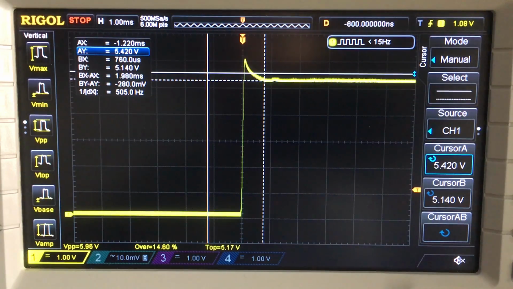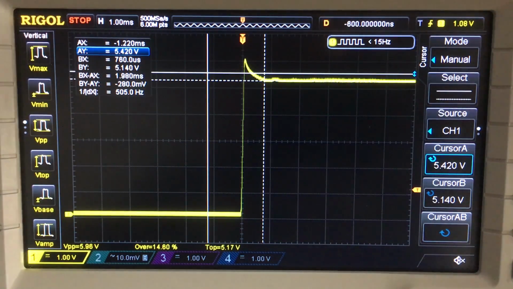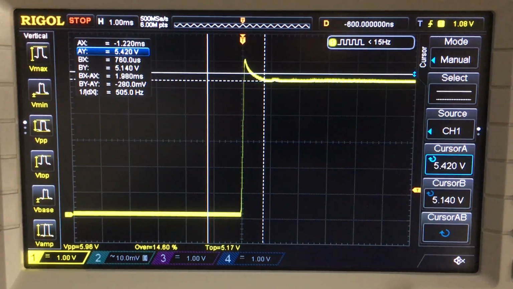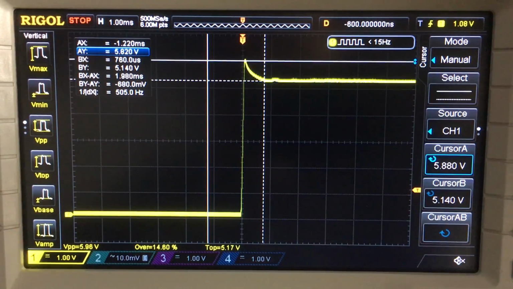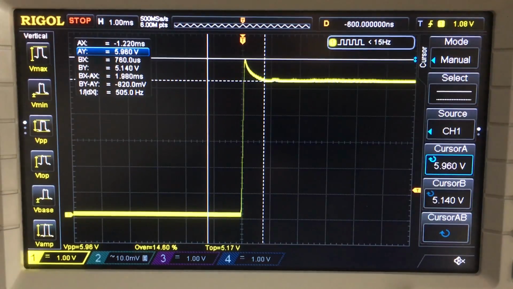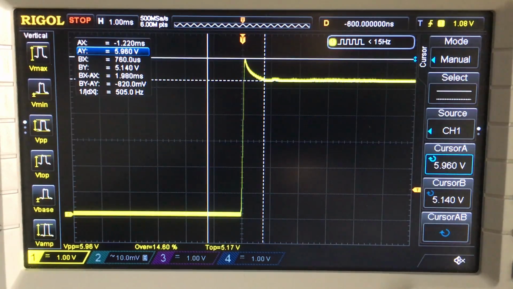Let's try to do this test again and see if we get a different result. This time we got a slightly higher overshoot and a much quicker waveform. It might have to do with the fact that the filtering capacitors were charged or discharged at the time we started the previous test. So right now we're getting 820 millivolts overshoot, which is too much in my opinion. This could certainly be a problem for some sensitive electronics. And this appears to be the worst case scenario. I've done this test a few times, and it appears that 800 millivolts is the worst case scenario.